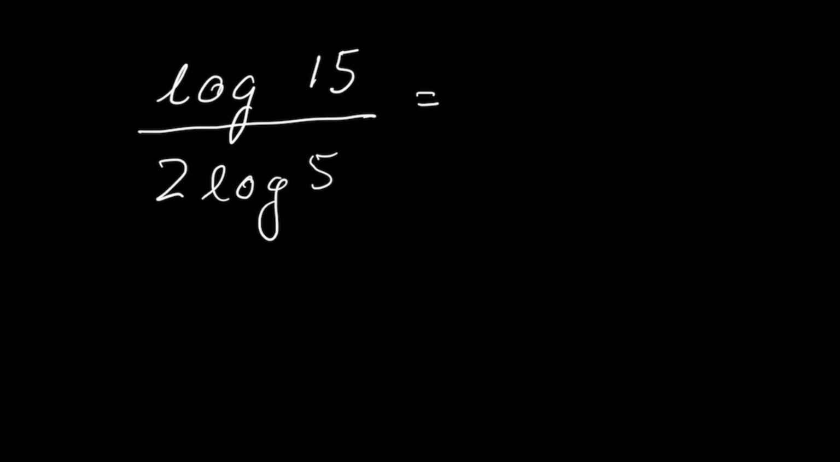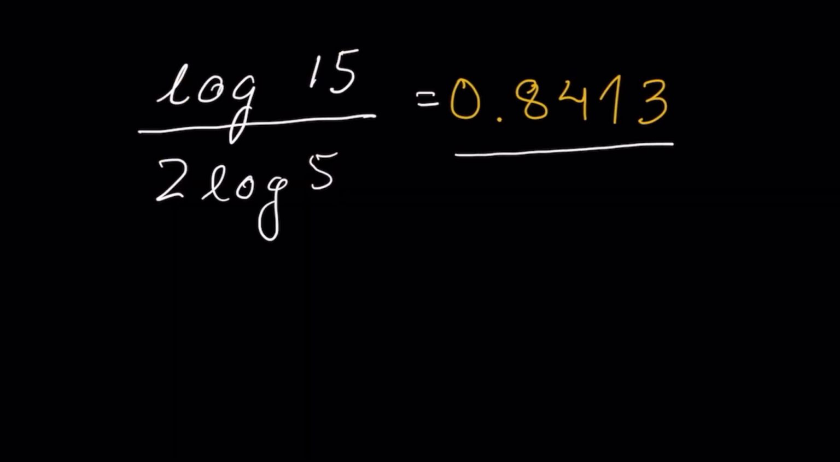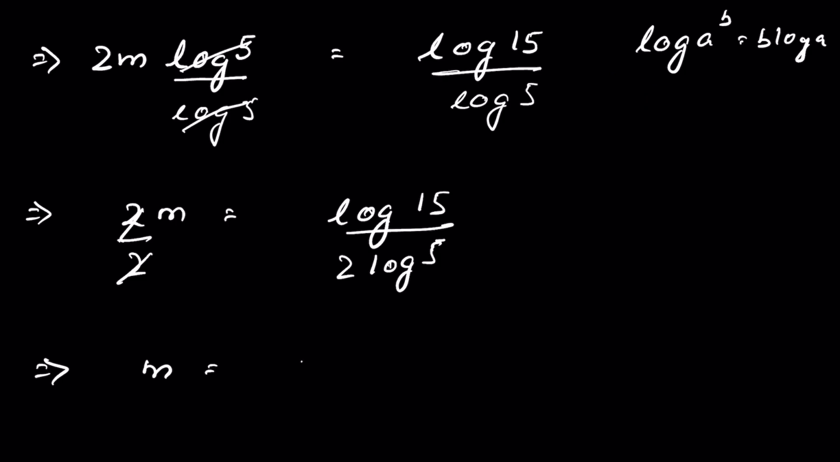Log 15 upon 2 log 5, value is equal to 0.8413. So m is equal to 0.8413. So this is the value of m.